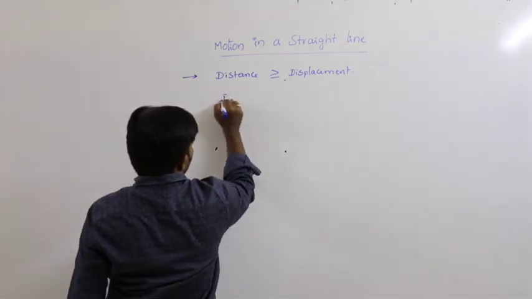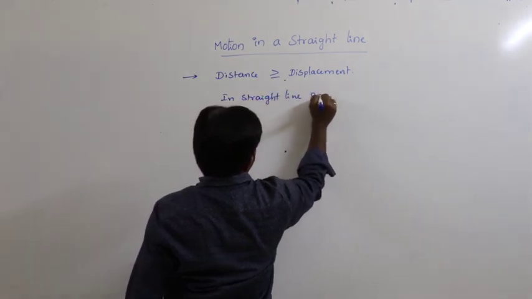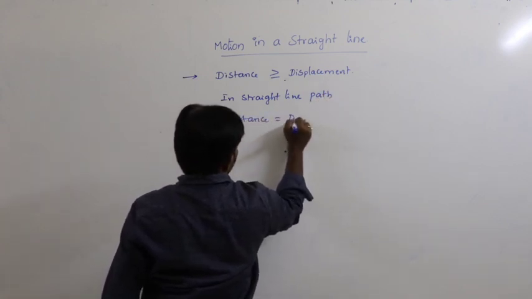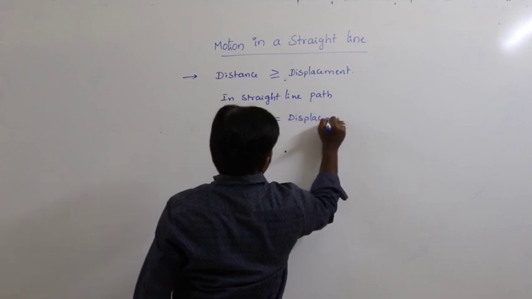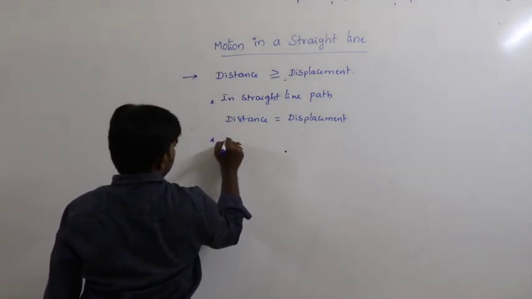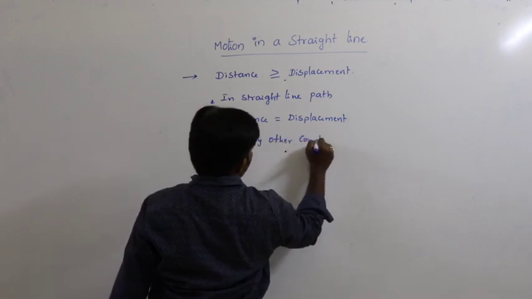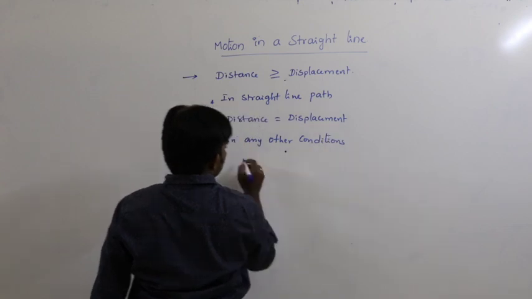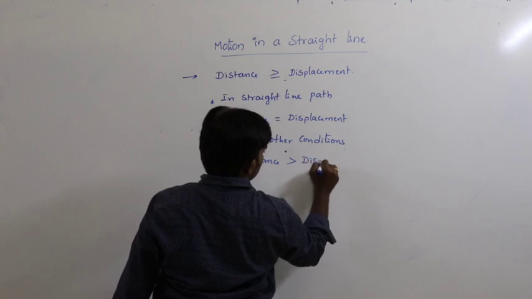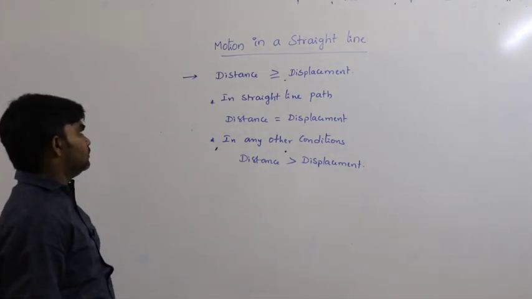So in a straight line path, the distance must be equal to displacement. In any other situations, in any other conditions, distance must be greater than displacement. This is the first point we have to remember.